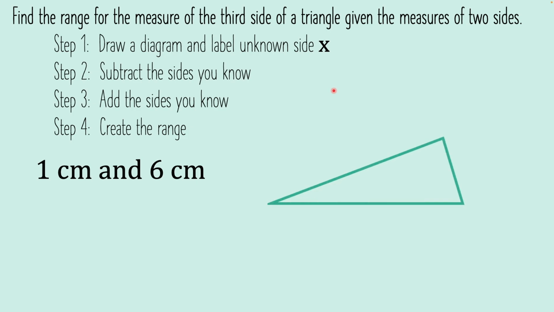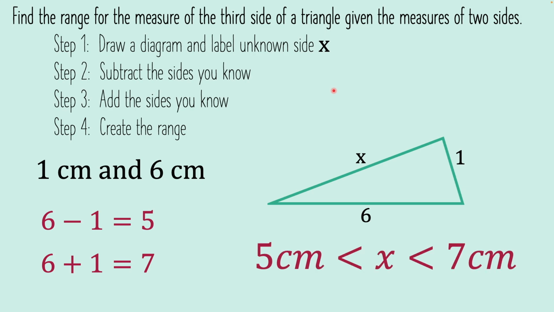Here's my triangle. I've got 1 and 6. Those are the 2 sides I know. I don't know that third side. The third side could be the shortest one. The third side could be the longest one. What could it be? I'm just going to label that X. And in order to find the range, I'm going to take the sides I know and subtract. 6 minus 1 equals 5. Then I'm going to take those same sides and add them together. 6 plus 1 equals 7. And that third side has to be somewhere between 5 and 7.